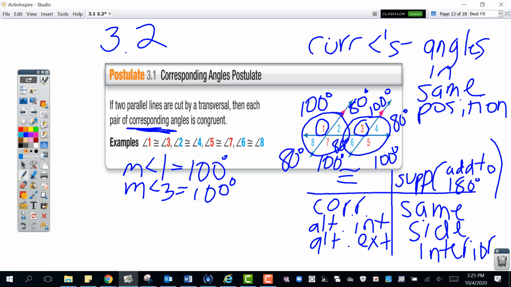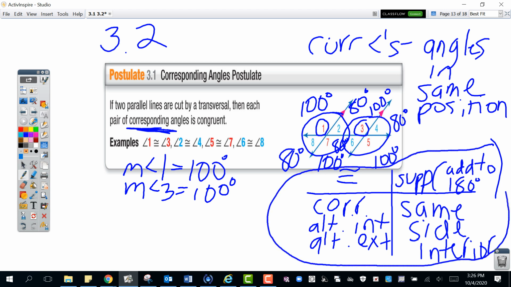So again, this T-chart right here is going to be super helpful to you when you're looking at angles. You can remember which ones are going to be congruent and which ones are going to be supplementary. So let's look at an example of this.